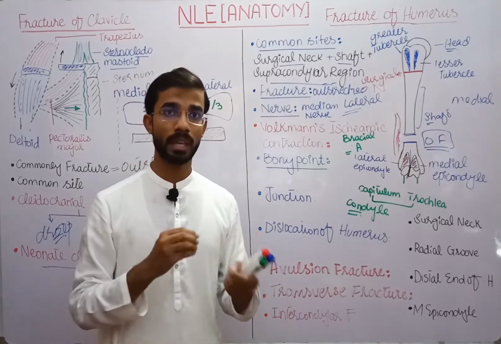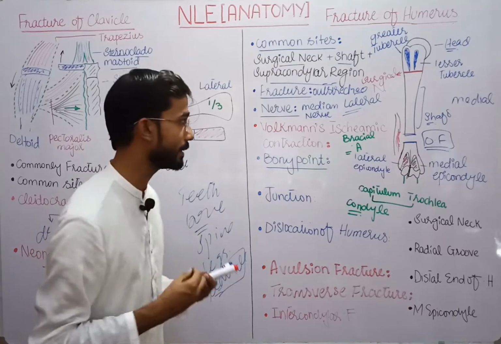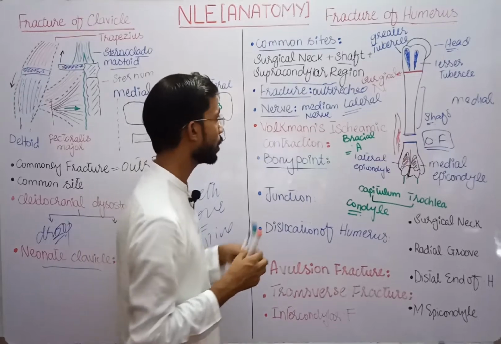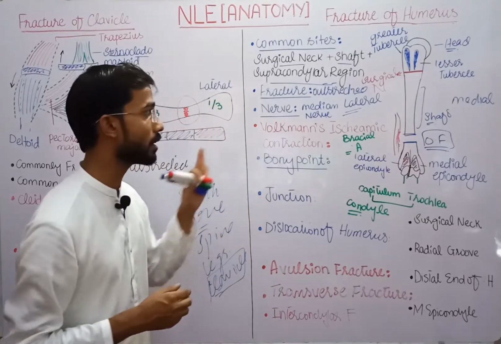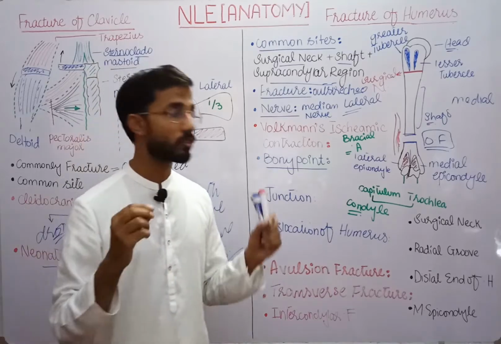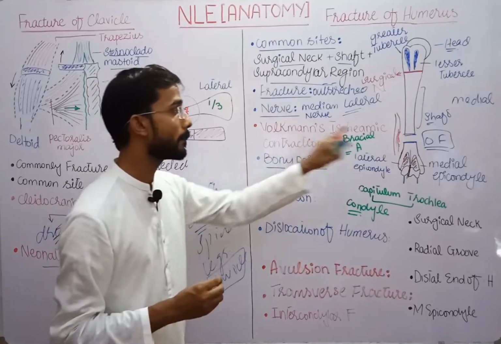And the patient will feel paresthesia and numbness at the hand. Actually, the nerve is also damaged, right? So this is the Volkmann ischemic contracture. It occurs because of the contraction of the brachial artery, which is due to the broken bone.